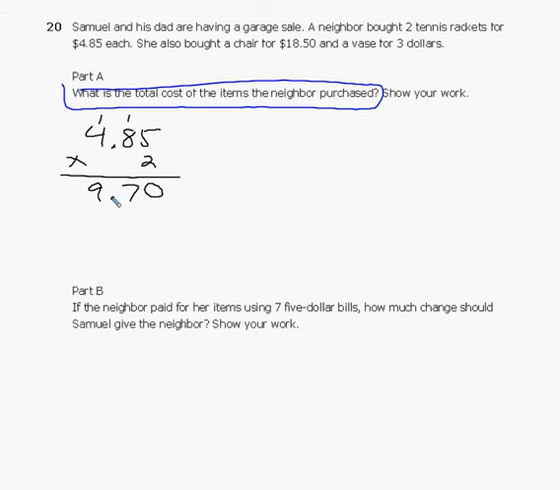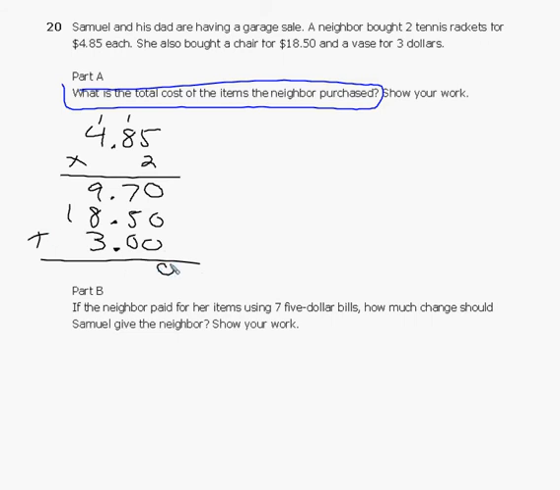So she also bought a chair for $18.50. Lining up my decimal places. And a vase for $3. Lining up my decimal places. On that one, I don't have a decimal, so it's not inside, it's on the right. I'll put zeros in the other blanks. Now all I need to do is add that up.